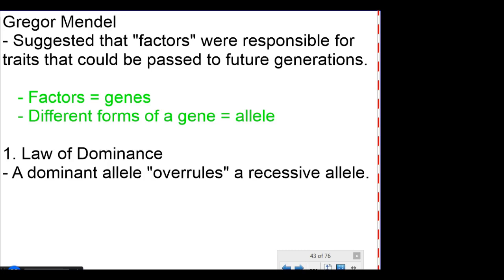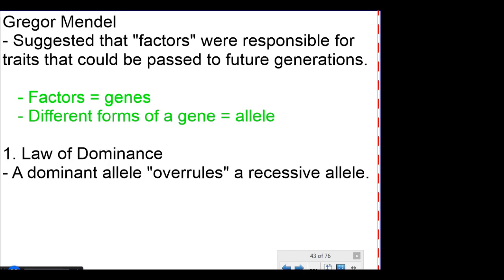For example, brown eyes are dominant to blue eyes, which means that if you get a brown-eyed allele from one parent and a blue-eyed allele from another parent, you will have brown eyes, because the brown allele completely overrules that recessive allele. What if you have blue and green? That's getting a little bit more complicated. We're just going to stick with simplistic inheritance right now.